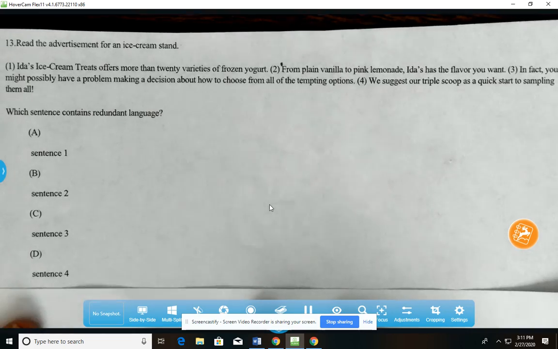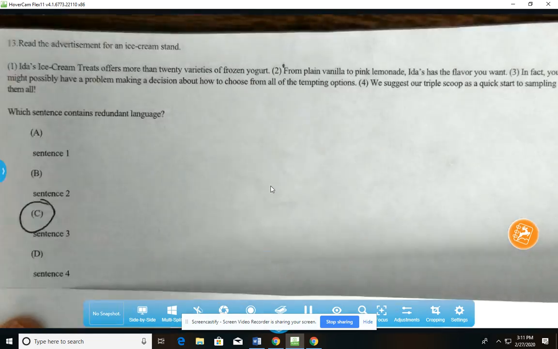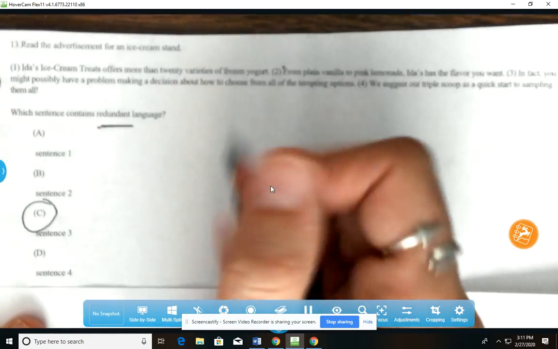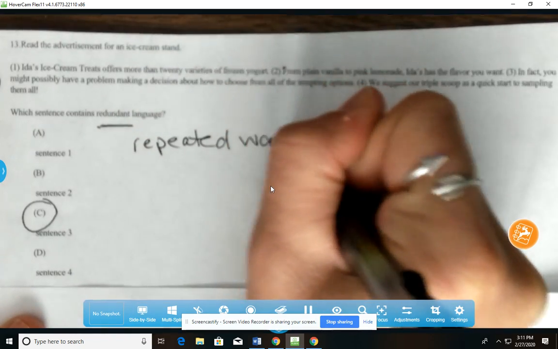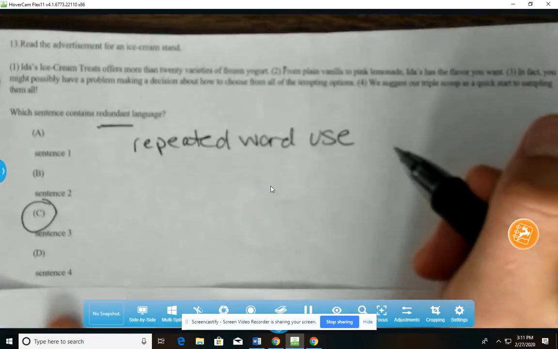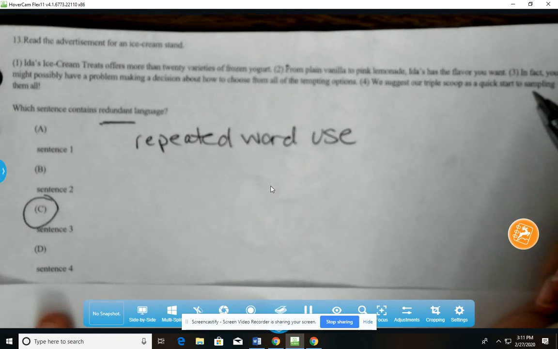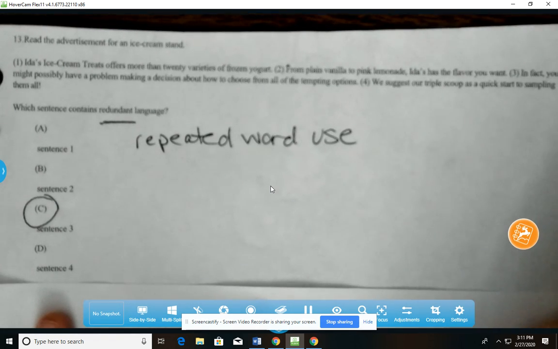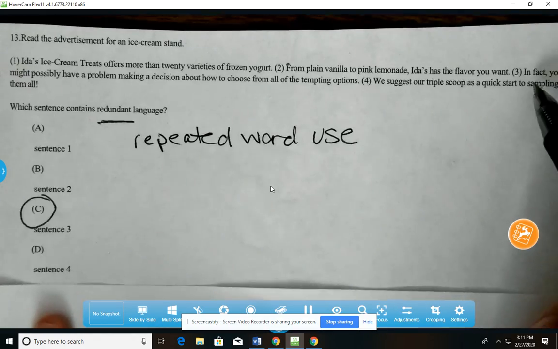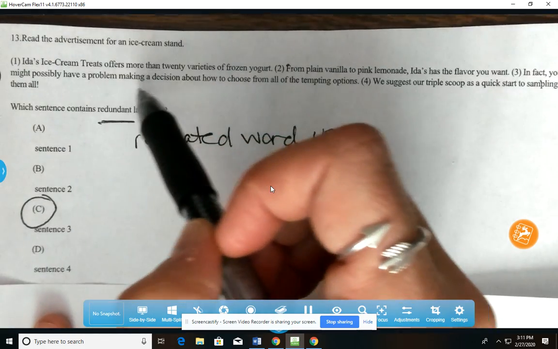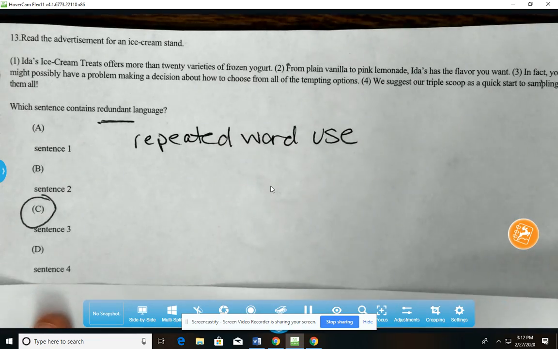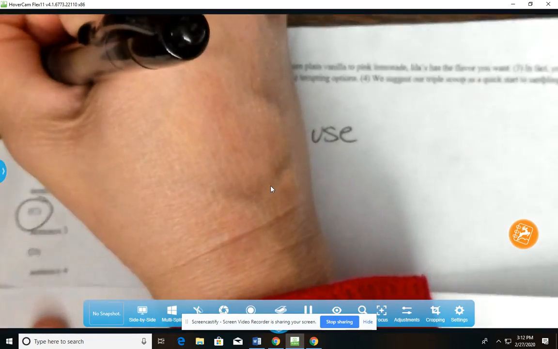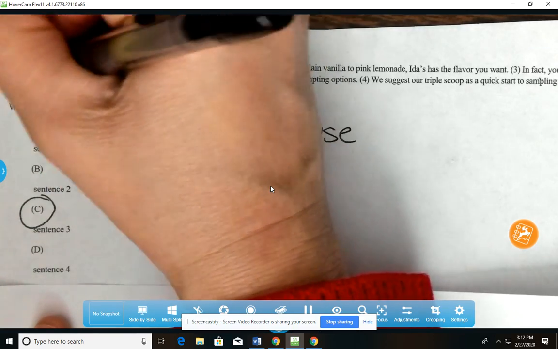The correct answer is sentence 3. Redundant language. So we're looking specifically at repeated word use. So let's look and see if we can see redundant words right there. Let's see if we can spot the repeated word use in sentence 3. In fact, you might possibly have a problem making a decision about how to choose from all of the tempting options. Within here, might possibly.